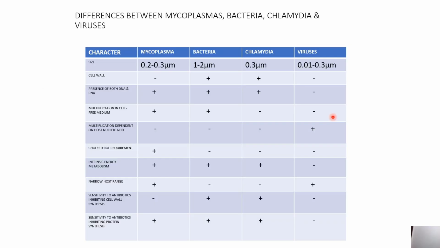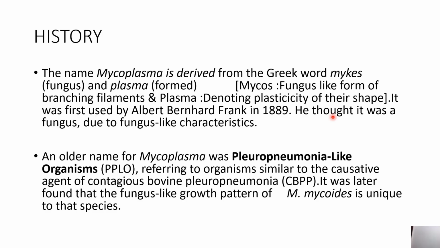Okay, so the difference between mycoplasmas, bacteria, chlamydia, and viruses. If we talk about the history, the name mycoplasma is derived from the Greek words mykes and plasma. It was first used by Albert Bernhard Frank in 1889. He thought it was a fungus due to fungus-like characteristics. An older name for mycoplasma was pleuropneumonia-like organisms (PPLO), referring to organisms similar to the causative agent of contagious bovine pneumonia.